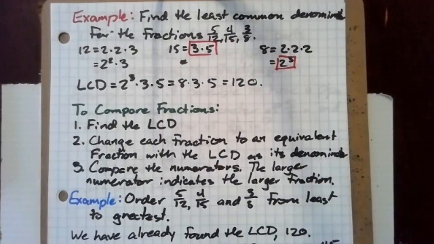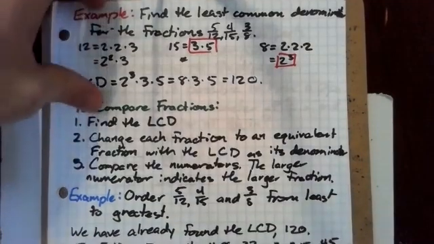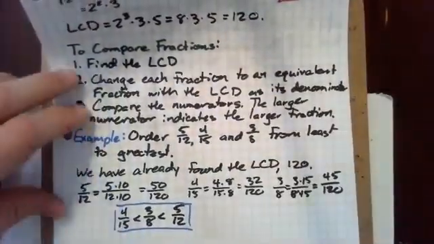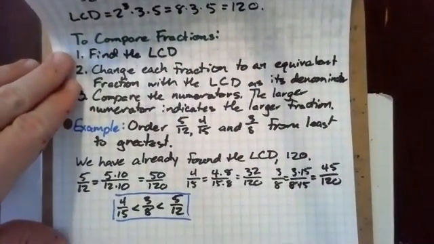To compare fractions, we first find the least common denominator, then change each fraction to an equivalent fraction with the LCD as its denominator. We compare the numerators. The larger numerator indicates the larger fraction. As an example, we will order 5/12, 4/15, and 3/8 from least to greatest.